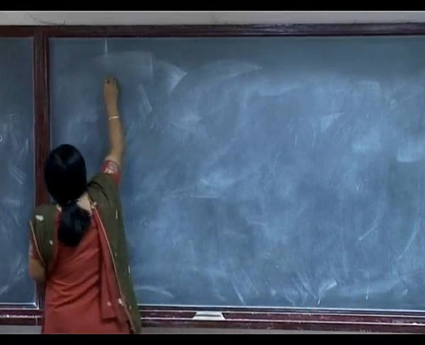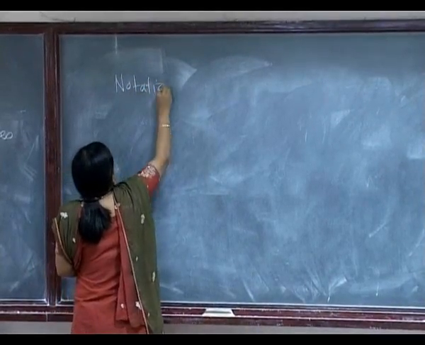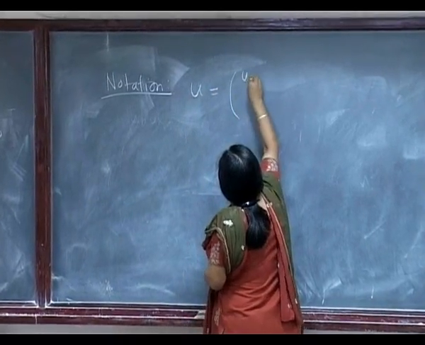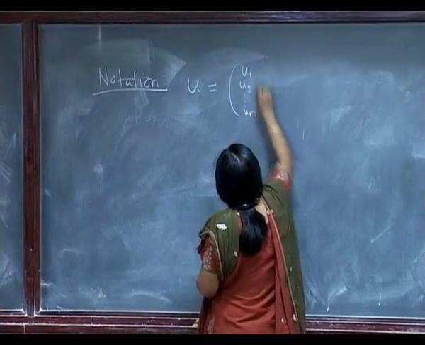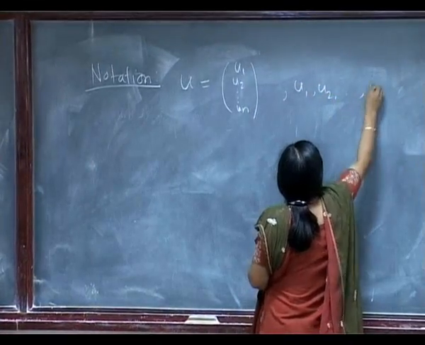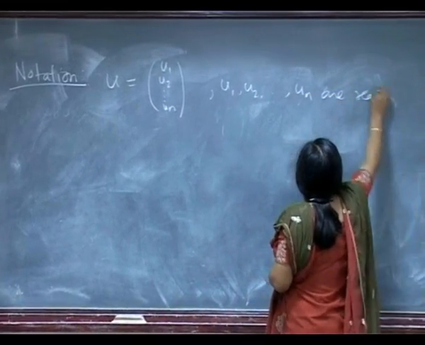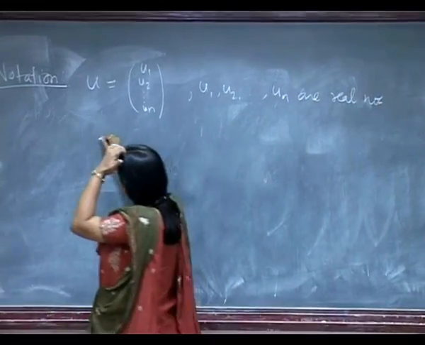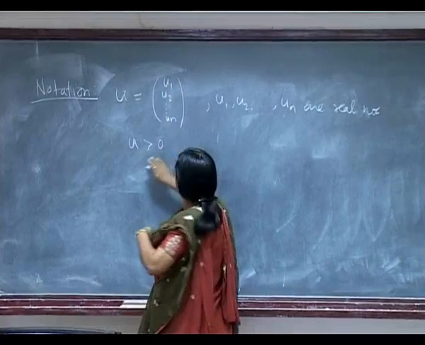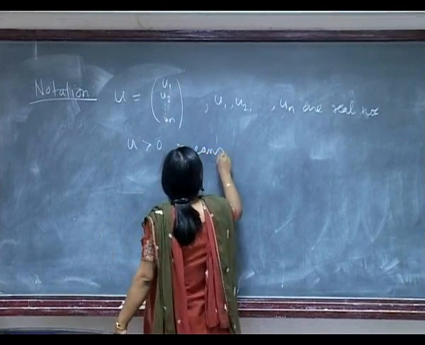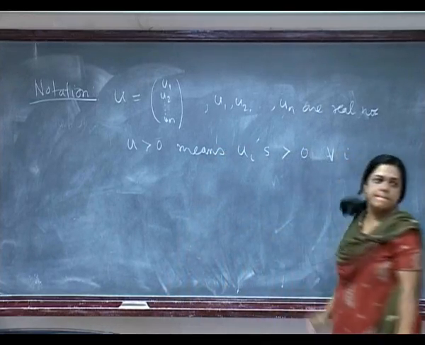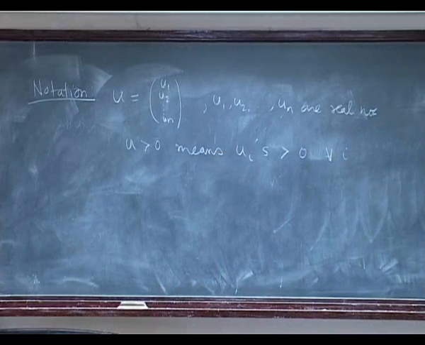So this is a notation. This U is a column vector, U1, U2, Un, and these entries are real numbers. U greater than 0 means all these Ui's are greater than 0, for all i. Okay, so this is just a notation.